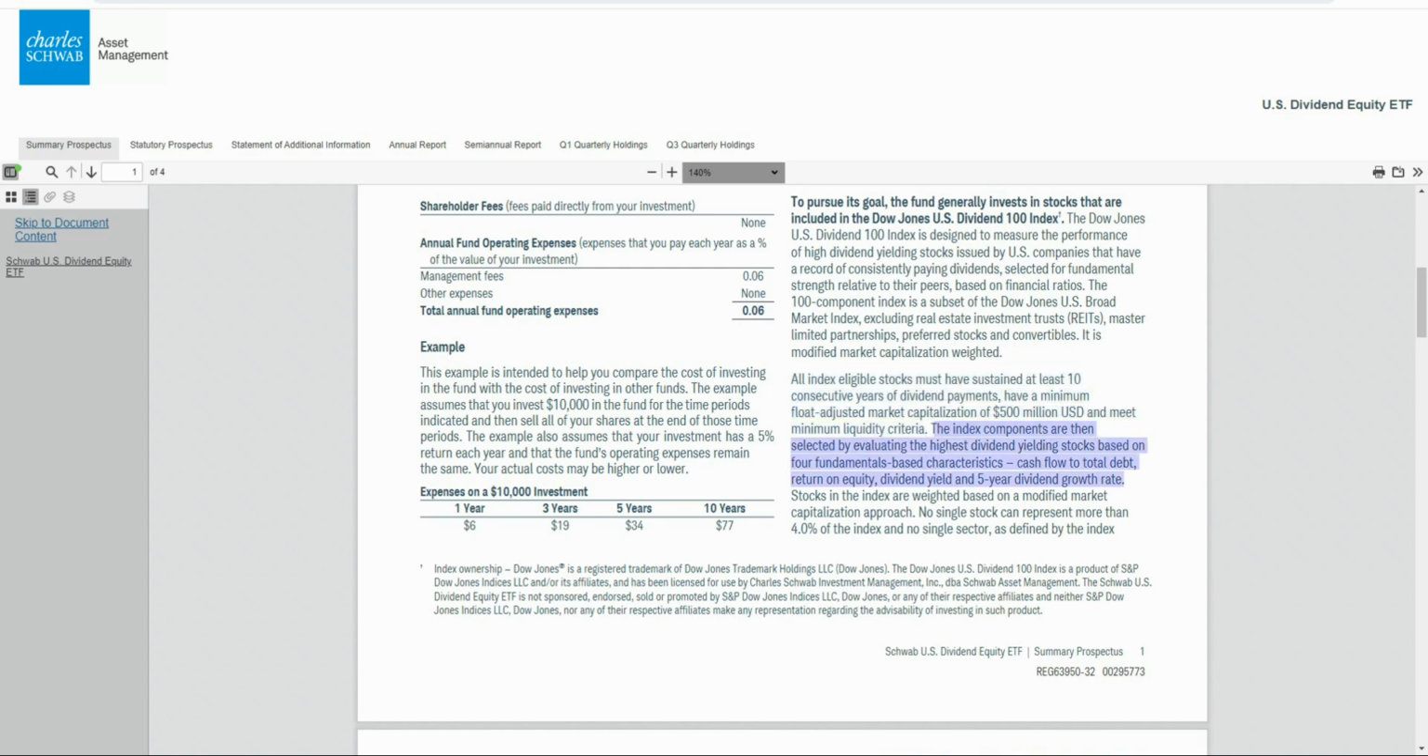So then this list of stocks is further narrowed down using financial ratios. The index components are then selected by evaluating the highest dividend yielding stocks based on 4 fundamental based characteristics: cash flow to total debt, return on equity, dividend yield, and 5-year dividend growth rate. So not only does it narrow down from dividend paying companies, but it also screens them further using financial ratios to pick the best of these dividend stocks.